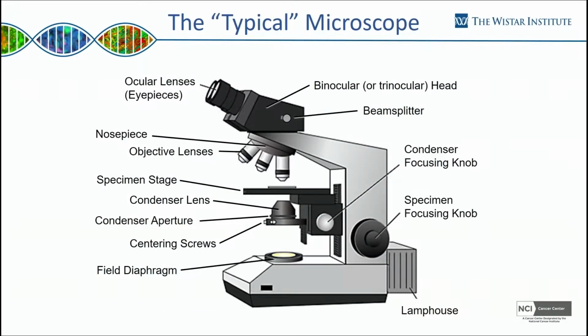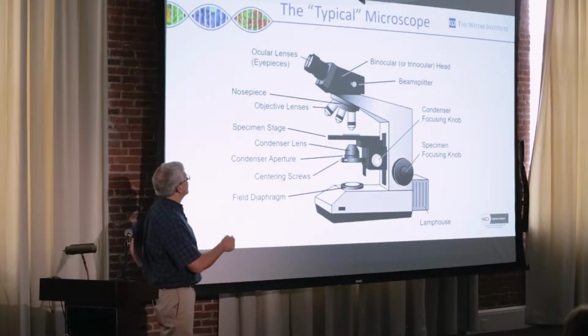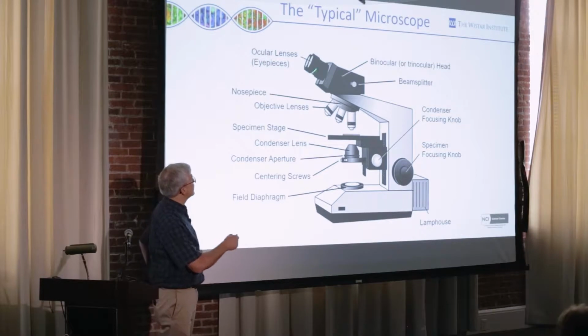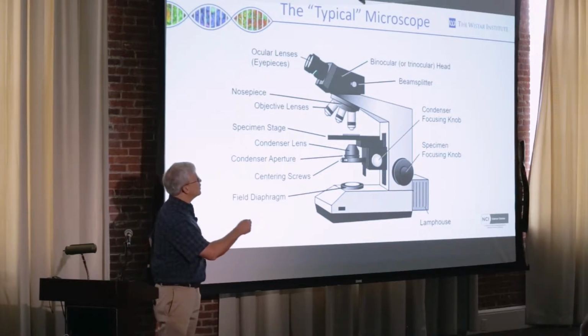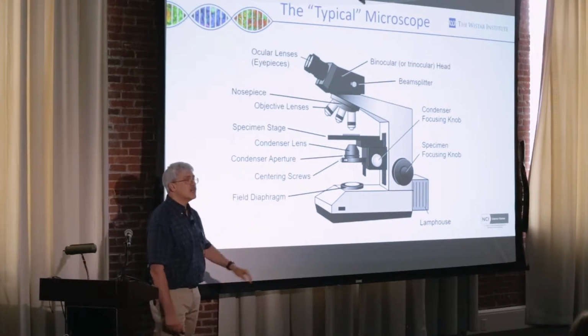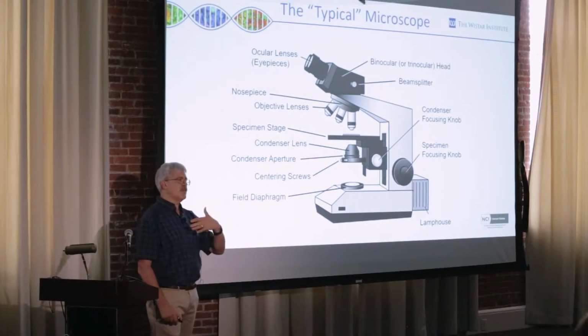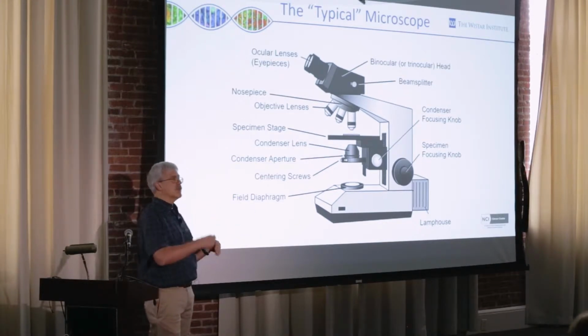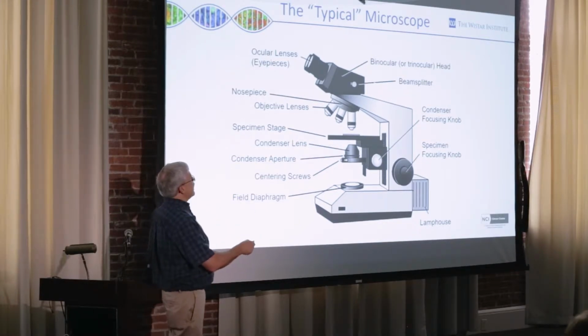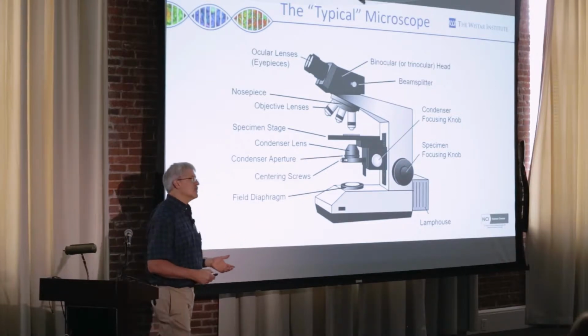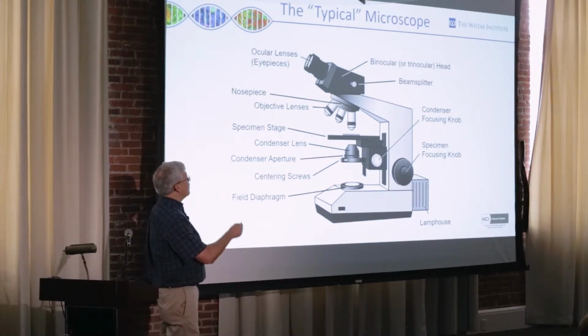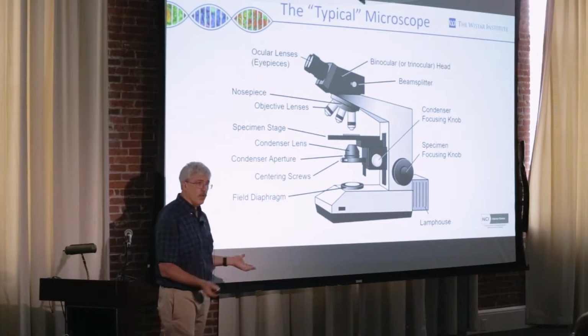Here is your, in air quotes, typical microscope. Basically what we're dealing with is your oculars or eyepieces up at the top. You've got a binocular or a trinocular head. Trinocular with all of these because the third part is where the camera goes. You're going to have some kind of a beam splitter that's going to send the light either to the eyepieces or to the camera, or both, depending.